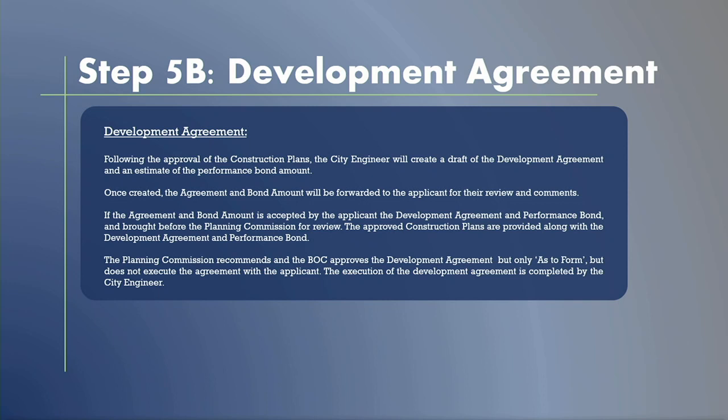One other thing to understand about the construction plans is that staff, specifically the city engineer, will be verifying during this time that all third-party permitting is completed. Anything required from TDEC, TDOT, or any outside agency requiring a permit for this development, staff will verify that those are in hand during the construction plans process. That's something you all wouldn't see, but staff is doing behind the scenes, verifying that those requirements are met. That's in the subdivision regulations before they approve the construction plans.